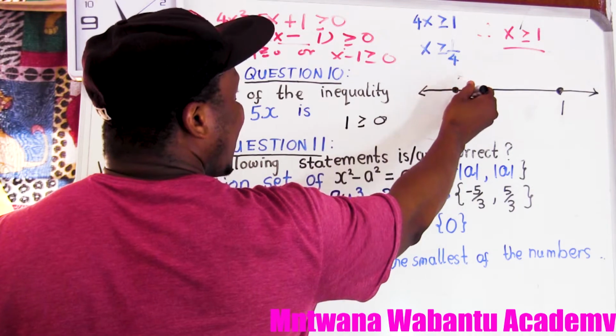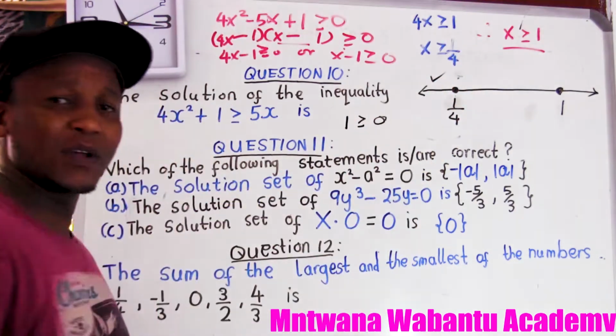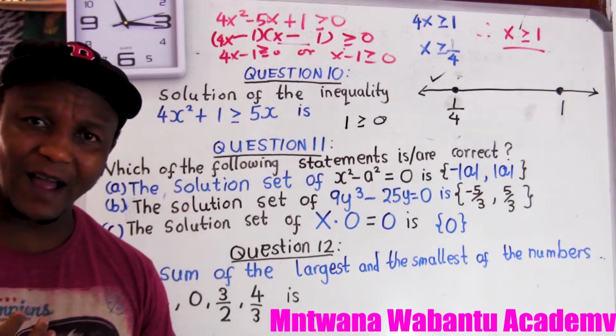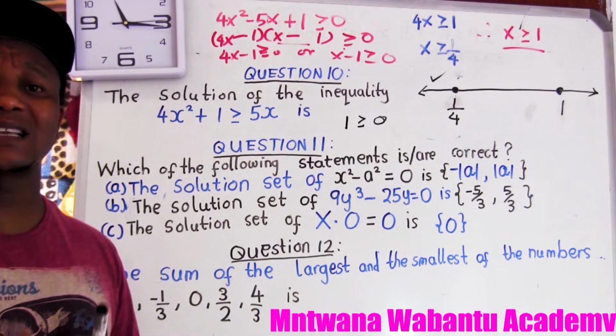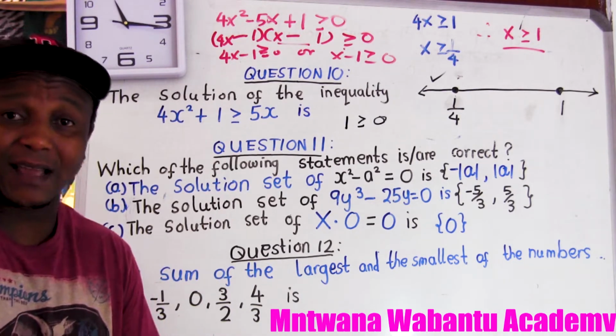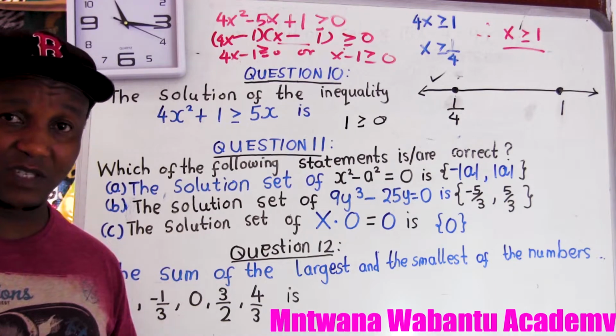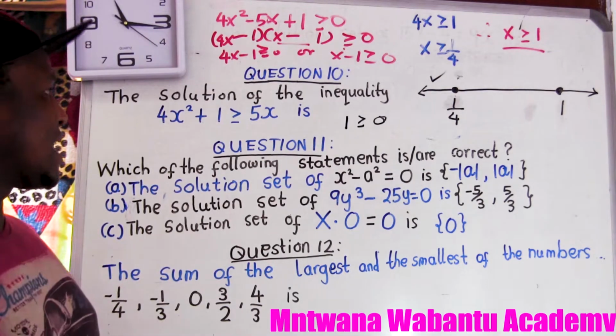So if we take a number before a quarter, we see it's giving us a true answer. But to verify, take one more so you can feel satisfied, just in case you've made a mistake, so you want to be in the right or safe position, okay? Now, let me take negative 1.